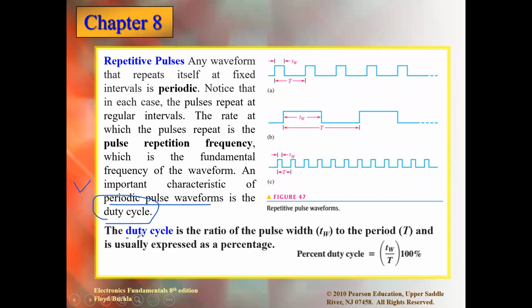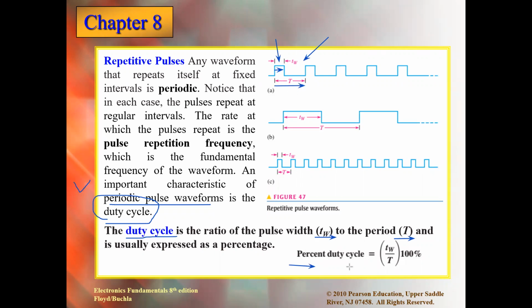So duty cycle is the ratio of the pulse width, TW, to the period, T, and it is usually expressed as a percentage. If you look at the first example, guys, what is the pulse width? You can see that this is the pulse width, TW, when it is high. And then what is this ratio? TW to the period T. And what is the period? This is the period which is repeated.